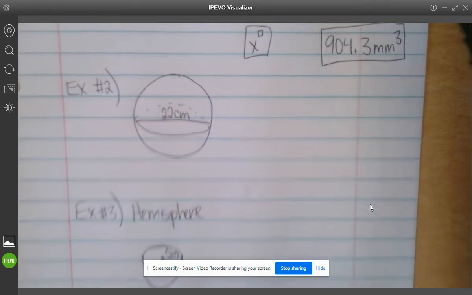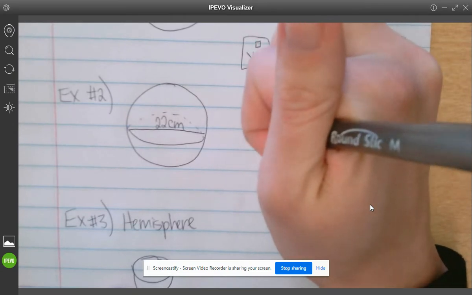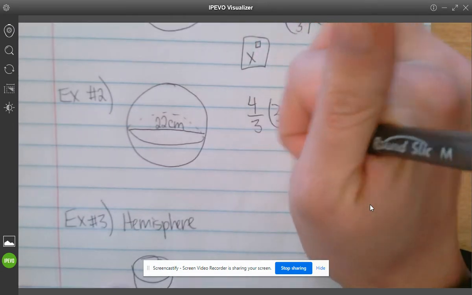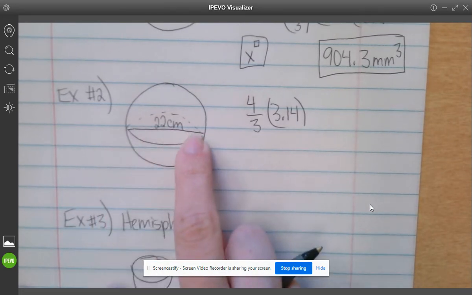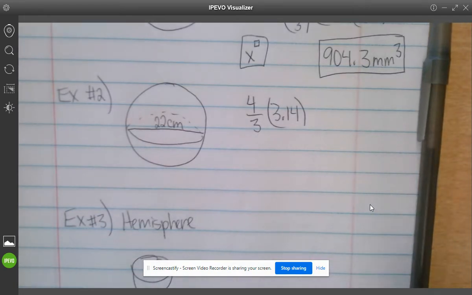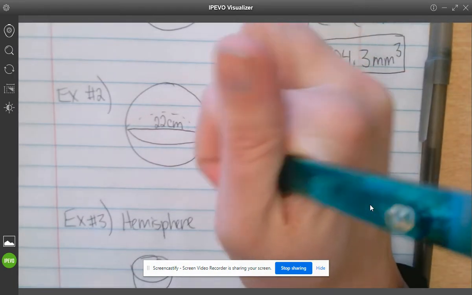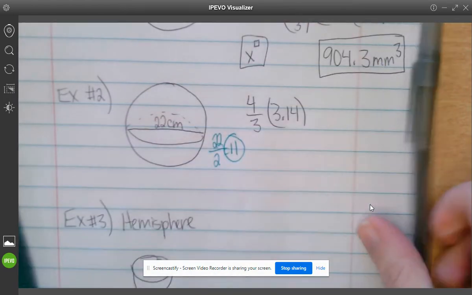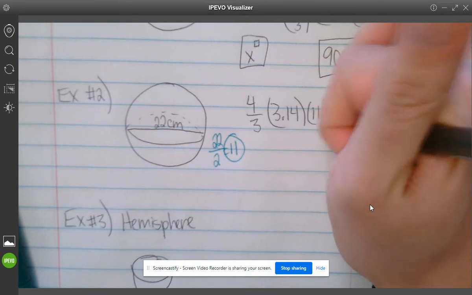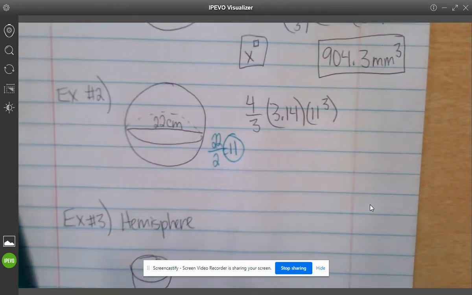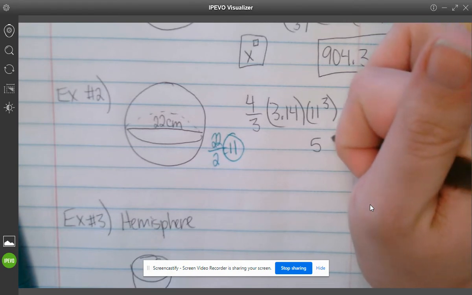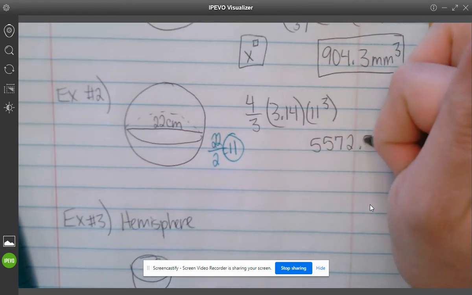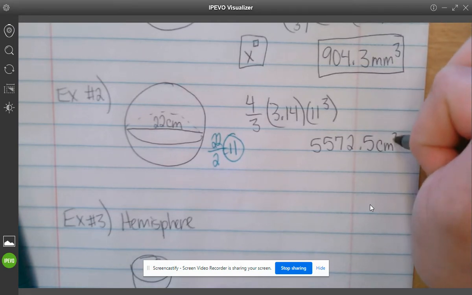All right, for the next one, example 2, we got 4/3, 3.14. Now this time, my radius is not 22 because that line goes all the way through the circle. My radius would be 11 because I'm taking 22 and dividing by 2 to equal 11. So 11 to the third power. So go ahead and type that in. I actually don't know what you get for that one. You should get 5,572.5 centimeters cubed.